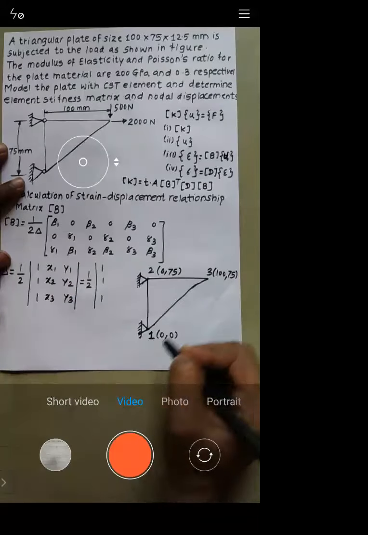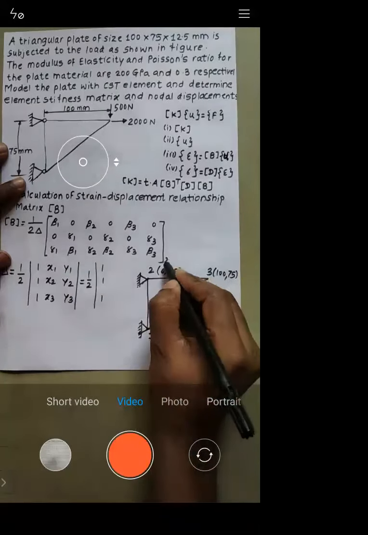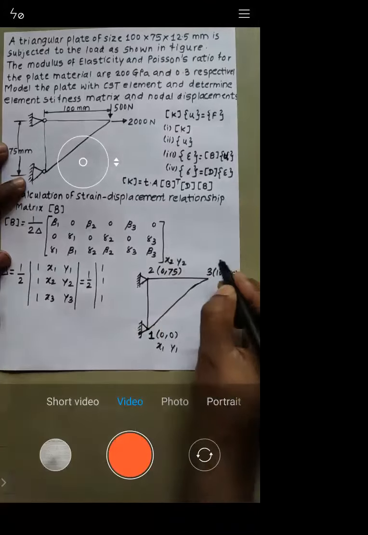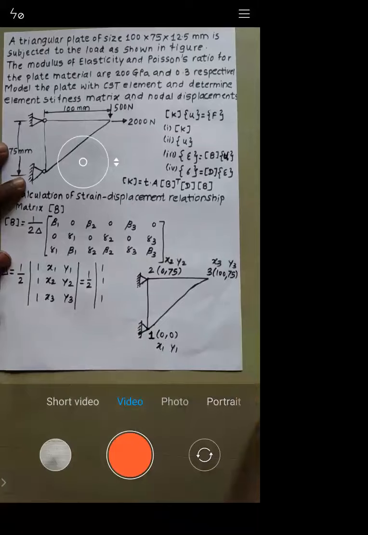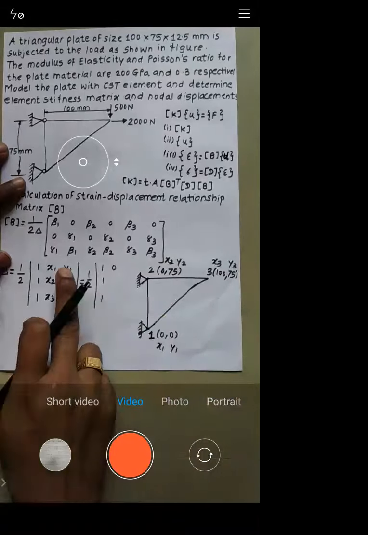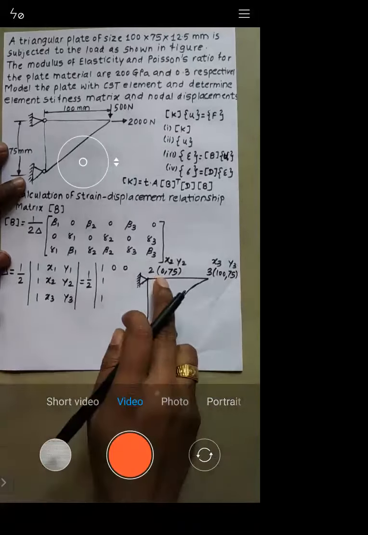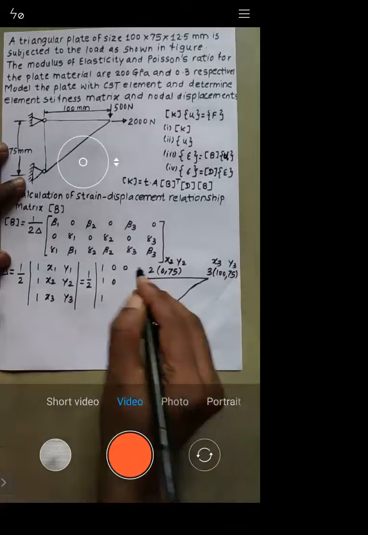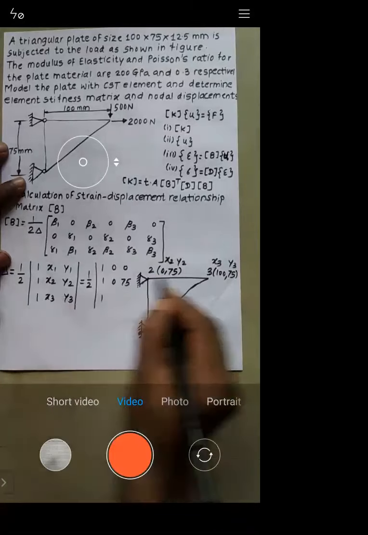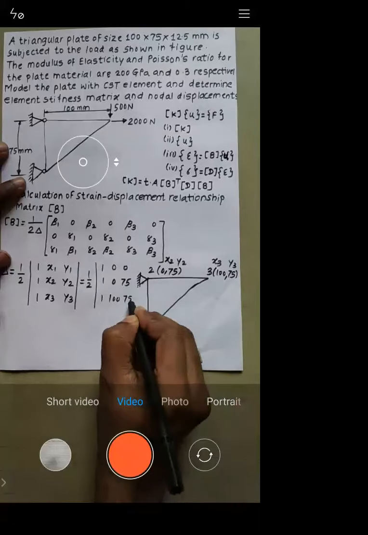What is x1? Try to understand. This is x1, this is y1, this is x2, this is y2, this is x3, and this is y3, right? Now what is x1? It's 0. What is y1? It's again 0. Then x2 is 0, y2 is 75. x3 is 100, and y3 is 75. Is it okay?